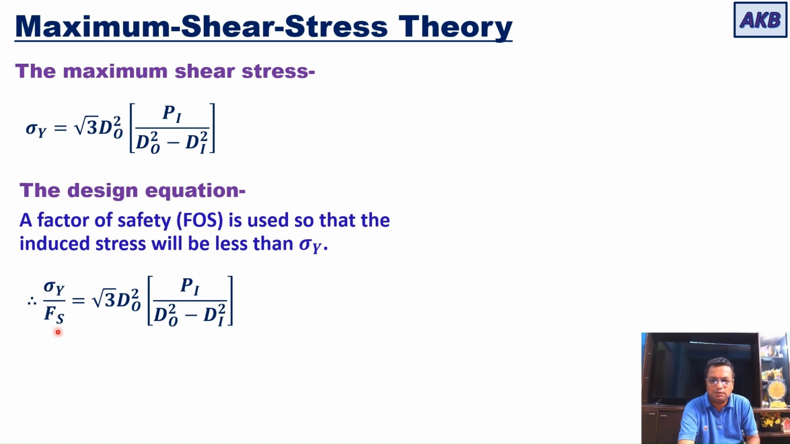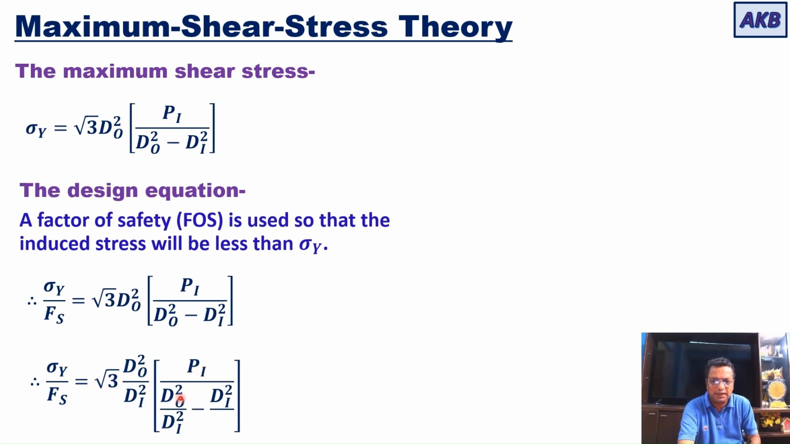Therefore, it will be sigma y upon Fs is equal to under root of 3 into do square pi upon do square minus di square. That is, sigma y upon Fs is equal to root 3 into do square upon di square into pi upon do square upon di square minus di square upon di square. So that is what I have done.